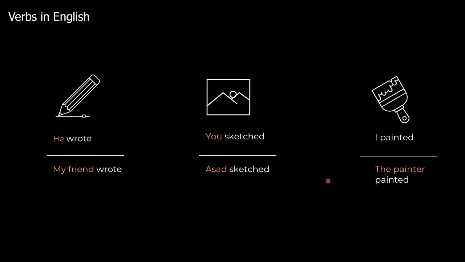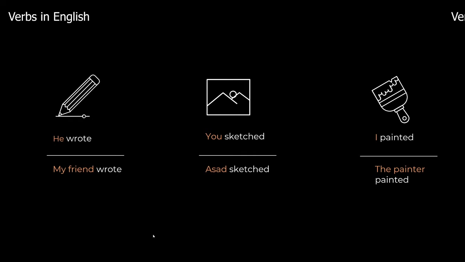So, firstly, verbs in English, right? A verb is an action such as he wrote, you sketched, I painted. Notice how it's always accompanied by a pronoun, such as he, you, or I. The verb always needs an accompanying doer to perform the action. The doer can either be a pronoun or a noun. For example, my friend wrote, or Asad sketched, or the painter painted. The doer is the one that's actually doing that action.